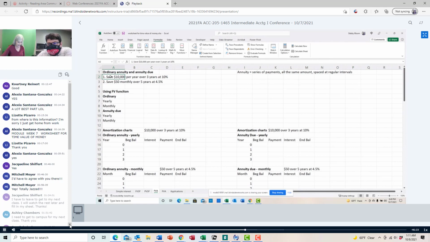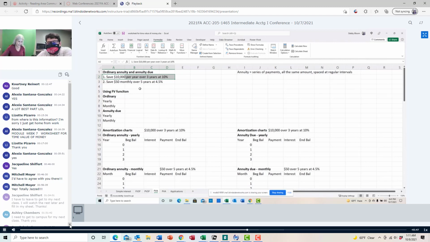You're going to save $10,000 per year over 3 years at 10%. So the first year you put in 10,000, second year you put in 10,000, third year you put in 10,000, and you want to know how much you're going to have at the end. Now the first 10,000 is going to earn a couple of years of interest. The second 10,000 is only going to earn 1 year of interest. The third 10,000 is going to be put in right at the date. So we have to use the techniques of annuities in order to calculate the varying amounts of interest.